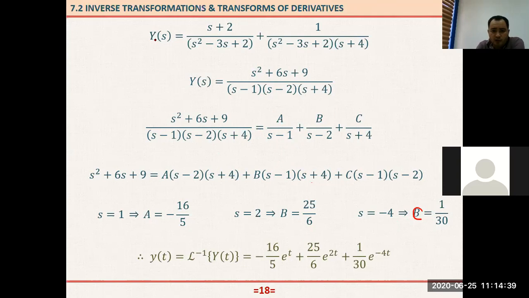All right, here we have Y of s is equal to this. And what is the inverse Laplace transform of 1 over s minus 2? It is e to the power 2t. Right? And how about this one? 1 over s plus 4. Our C is here. That is e to the power minus 4t. So that is the solution of the given initial value problem. And this is how we use Laplace transform to solve differential equations of constant coefficients.